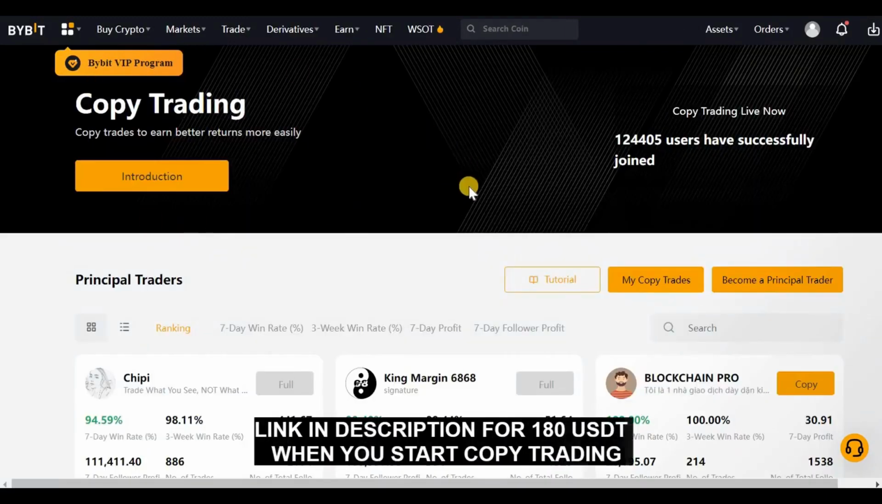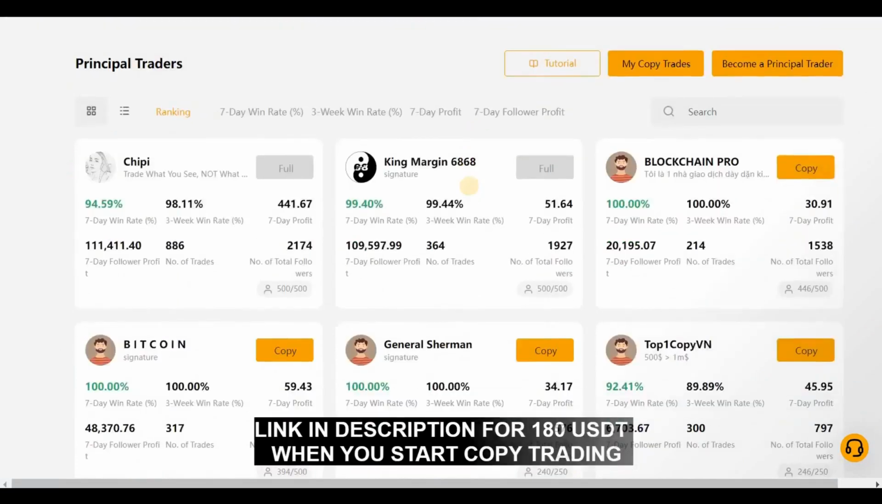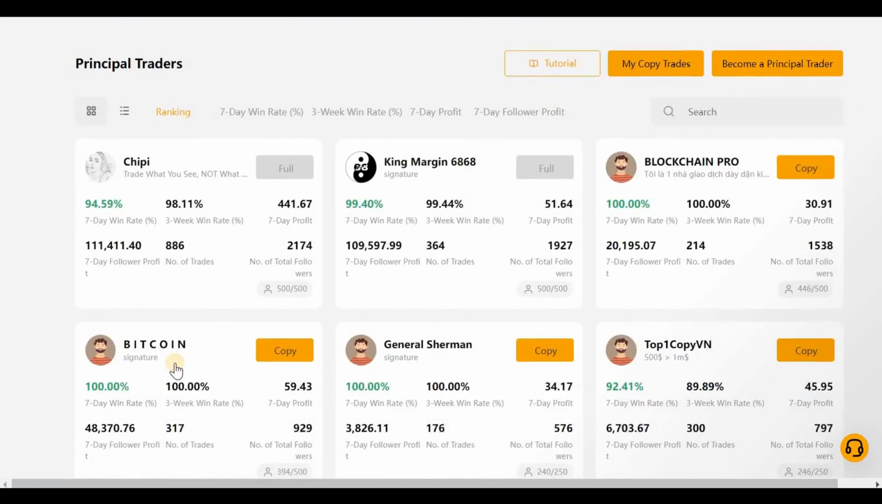This right here is the copy trading section, and you can see that there are various traders right here that you can copy from. I am going to walk you through how you can select a good profitable trader that would help you make consistent profit over a period of time. Right now, let's look at this person right here. You can see that he has 100% 7-day win rate, and this is very good for a trader with also a 100% 3-week win rate.